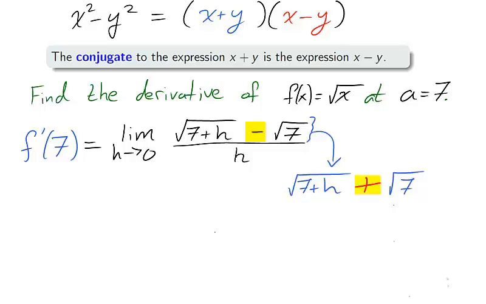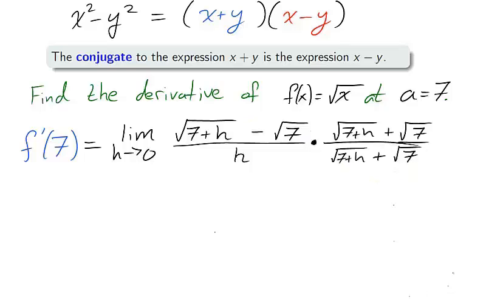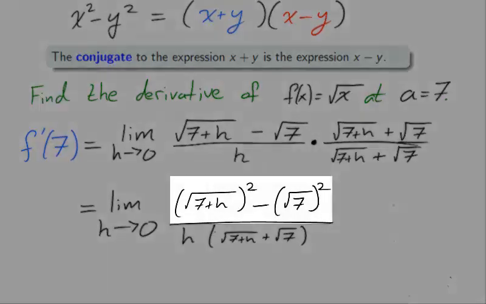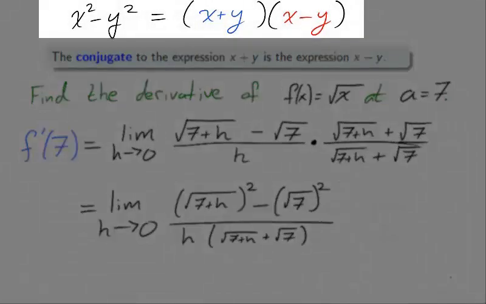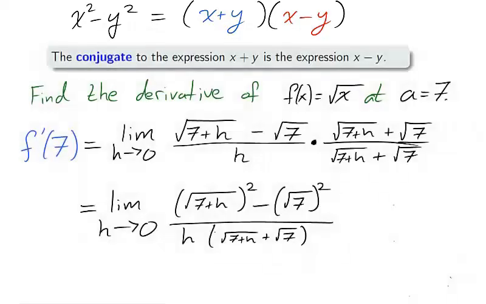What is the conjugate of the numerator? We find the conjugate by flipping the middle sign, and we multiply by the conjugate divided by the conjugate, or 1. We use the conjugate property in the numerator. Remember that the conjugates form a twin to the factorization of the difference of squares. And we leave the denominator undisturbed.